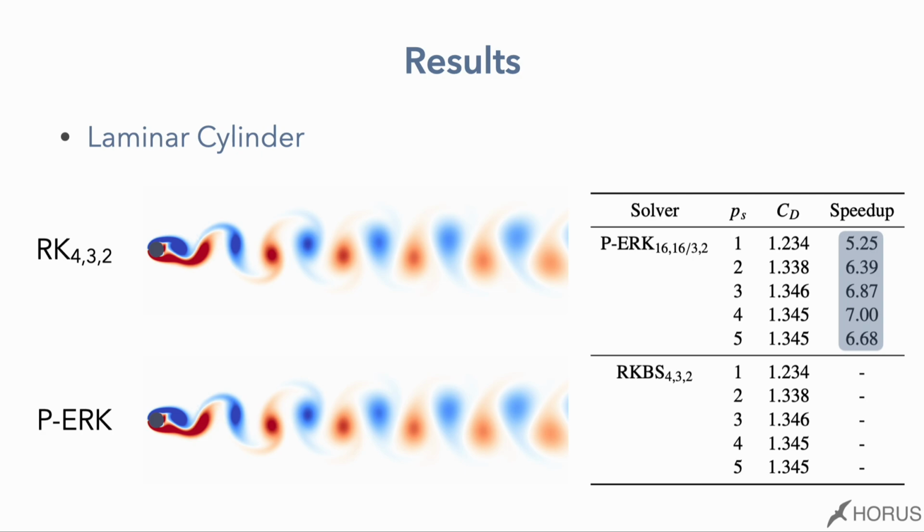Now let's talk about speed up factors. So here's flow over a cylinder. We have an adaptive 4-stage second order scheme, as well as our PERK scheme. You can see that PERK gets us a speed up of up to 7x.